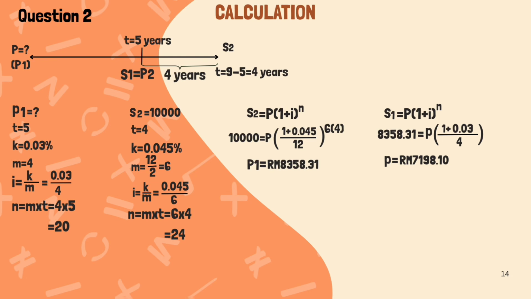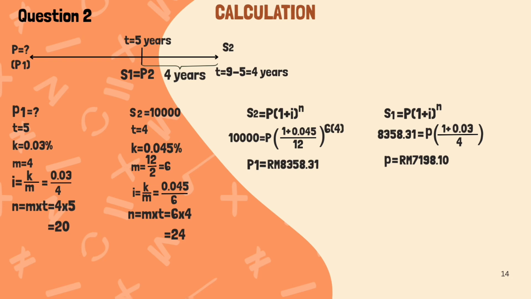Now, using the compound interest formula, S equals P(1 + i)^n, we substitute everything into the formula. 10,000 equals P(1 + 0.0075)^24. After calculating, we found 8,358.31 ringgit.